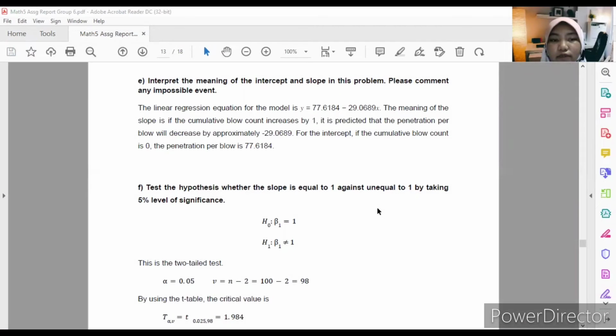Thank you. For the E part, interpret the meaning of the intercept and slope in this problem. Please comment on any impossible event.